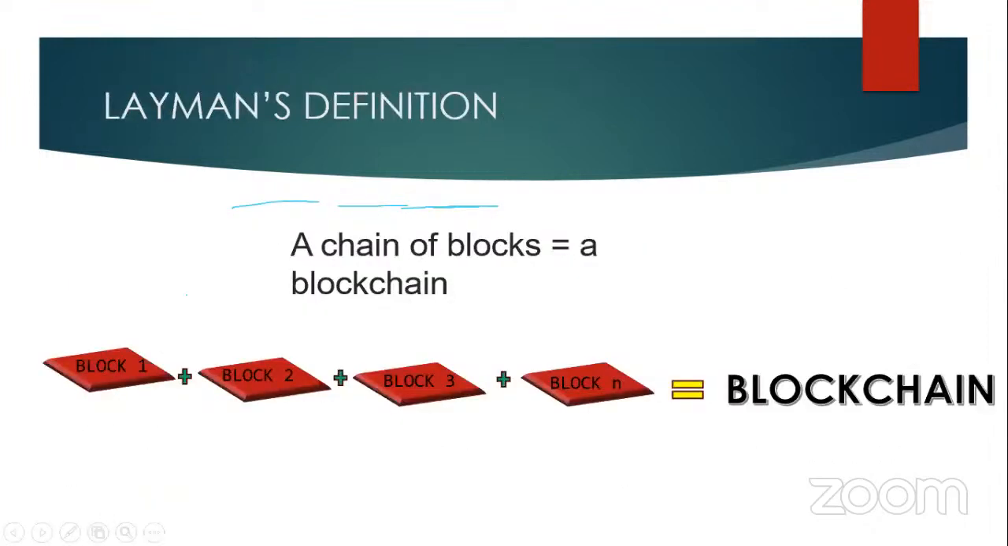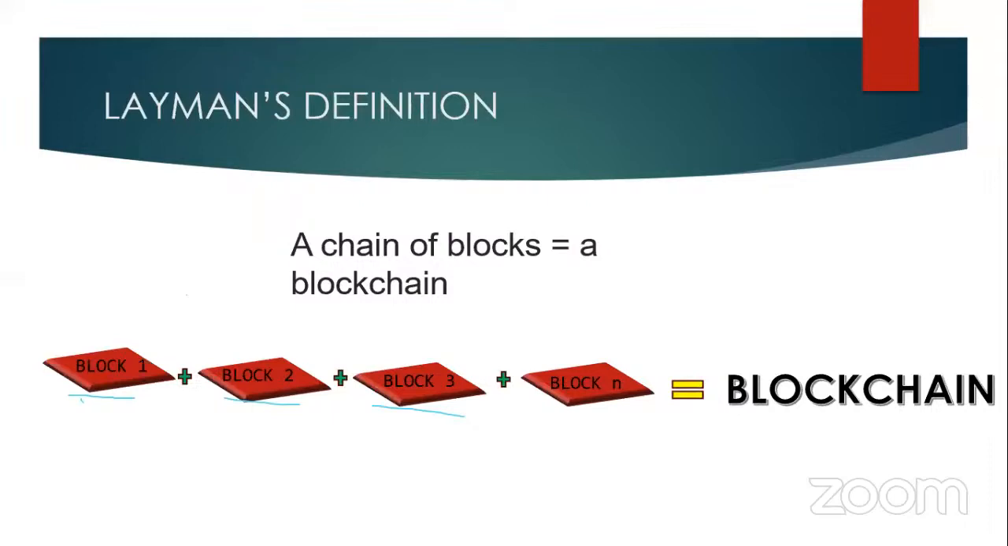Now this is the layman's illustration of a blockchain. As you can see here, you have block one, block two, and block three. As the number of blocks increases, whenever there's a new transaction, it is added to the previous transactions, thereby making it a chain of blocks, making it what? A blockchain.